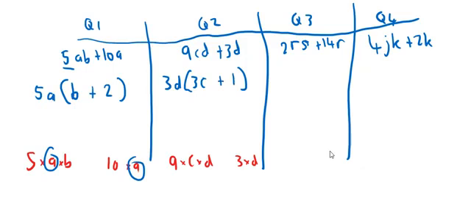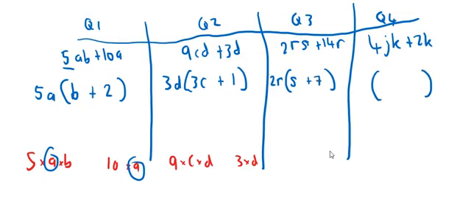Next one, 2rs and 14r. So I can take a 2 from both of them. And I can also take an r from both of them because both of them have an r in them. Then what multiplied by 2r gives me 2rs? It has to be just s, or you could put in 1s if you want. And then what multiplied by 2r gives me 14r? So plus 7. So s plus 7 inside the brackets.